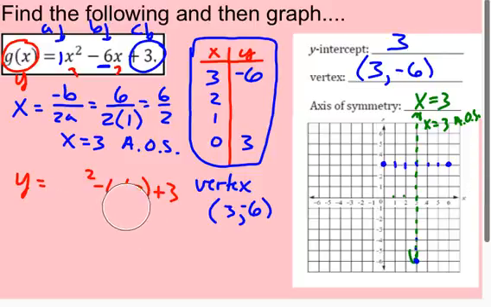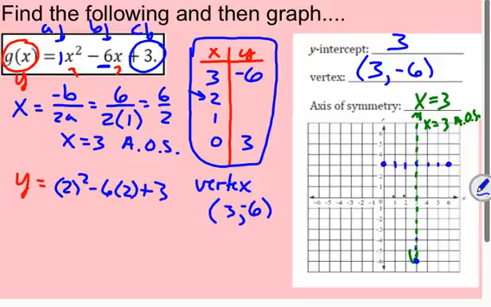So I am going to plug in 2. I'm going to say y equals 2 squared minus 6 times 2 plus 3. That's 4 minus 12 plus 3. 4 minus 12 is negative 8. Negative 8 plus 3 is negative 5. So (2, negative 5) is another point on my parabola.